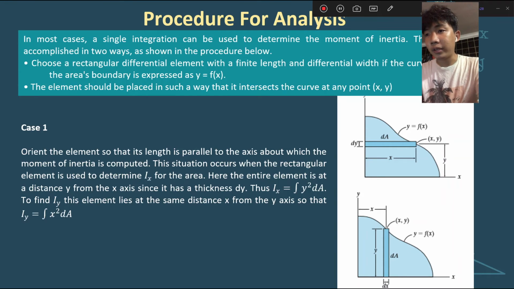orient the element so that its length is parallel to the axis about which the moment of inertia is computed. This situation occurs when the rectangular element is used to determine Ix for the area. Here, the entire element is at a distance y from the x-axis since it has a thickness of dy. Thus, Ix is equal to the integral of y squared dA. And to find Iy, this element lies the same distance x from the y-axis, so that Iy is equal to the reverse, which is the integral of x squared dA.